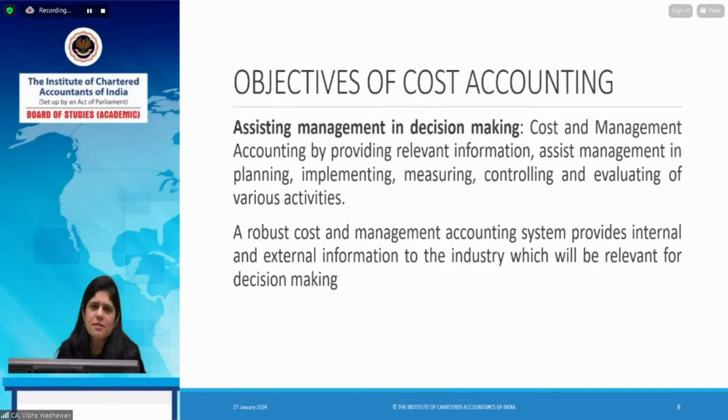And of course, assisting management in decision making. So whatever we are doing, we're doing costing, cost accounting, or whatever the methods and principles we are using, it's actually to assist management in decision making, for planning, implementing, measuring, controlling. And of course, the ultimate objective of management is to control cost on a continuous basis. Clear? So we have to have a robust cost and management accounting system in every organization. Only then, we can do continuous cost control.